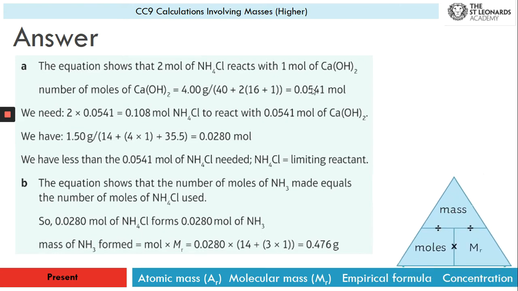Put it back into our equation to work out the mass that we need. So the mass is going to be the moles times by the relative formula mass. So the moles, we just worked that out, 0.028 times by 14 plus 3, so times by 17, which should give us 0.476 grams. That is how much ammonia will be worked out in that equation. Spend a bit of time, go back over that, double check you understand how it works.